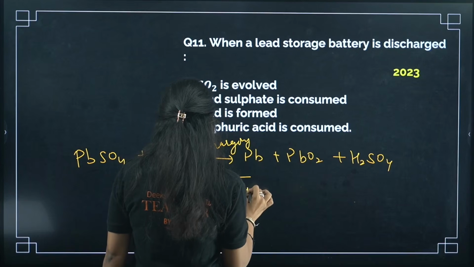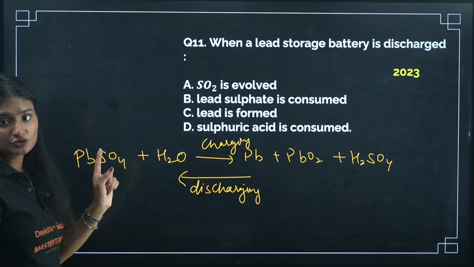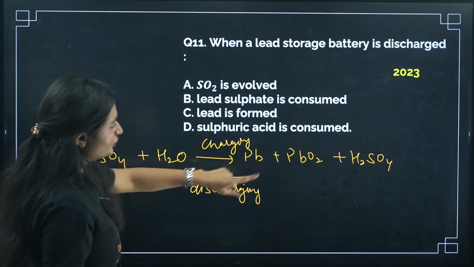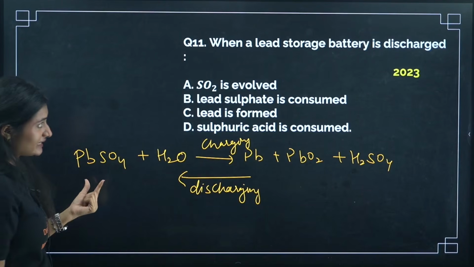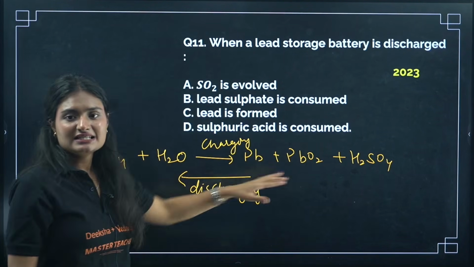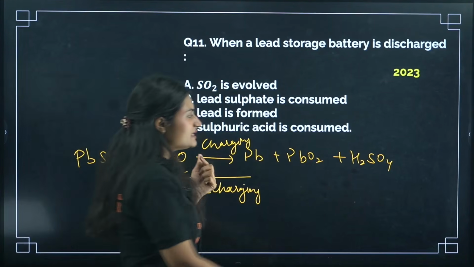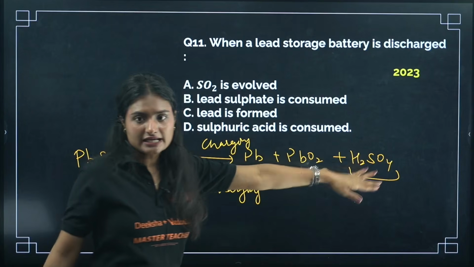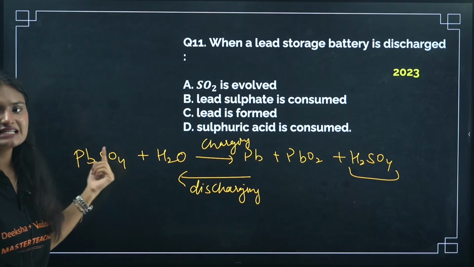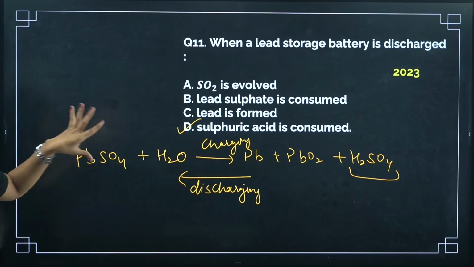So what is happening in discharging? SO2 is evolved. Correct statement we need to find. Is SO2 getting evolved here? No. Lead sulfate is consumed? No. Lead sulfate is not getting consumed, it is getting formed. Lead is formed? No, lead is getting consumed. These are the reactants and this is the product. Sulfuric acid is consumed? Yes, we are adding sulfuric acid on the reactant side. Yes, it is getting consumed, because in the product we are not getting sulfuric acid, we are getting lead sulfate. So the correct statement is sulfuric acid is consumed. Rest all are incorrect.